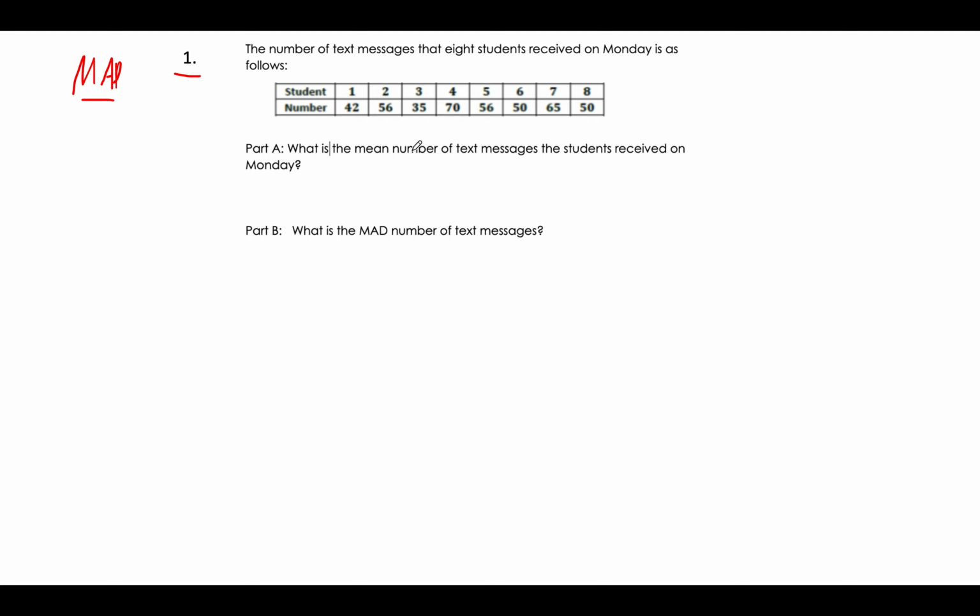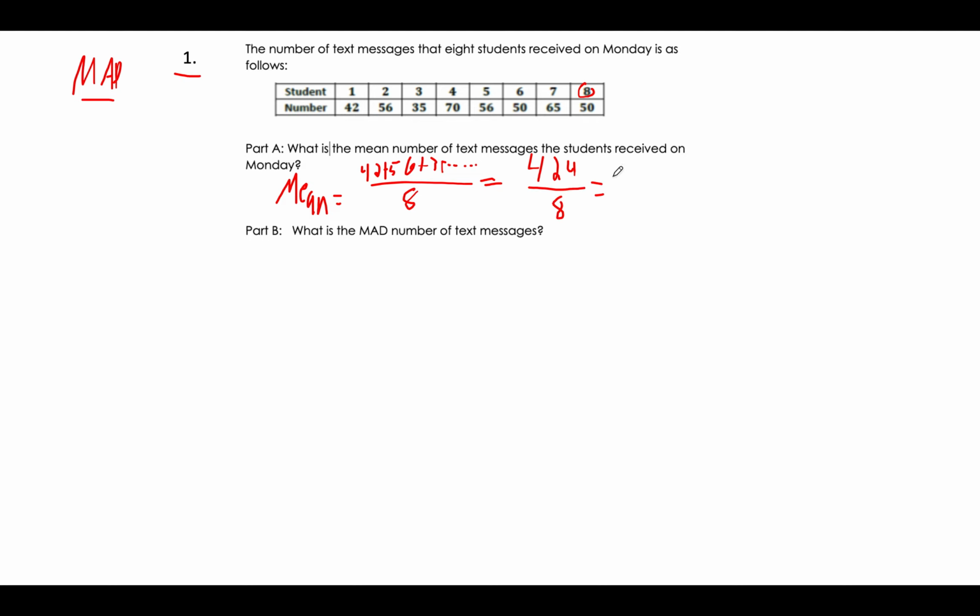Part A asks us, what is the mean number of text messages that the students received on Monday? To find the mean, we're going to add together all of these values. That's going to be 42 plus 56 plus 35, and so on and so forth. Not going to do all of them there. Over, and there's going to be 8 students there. So we add all these together. We're going to get 424 total text messages received on Monday, divided by 8.